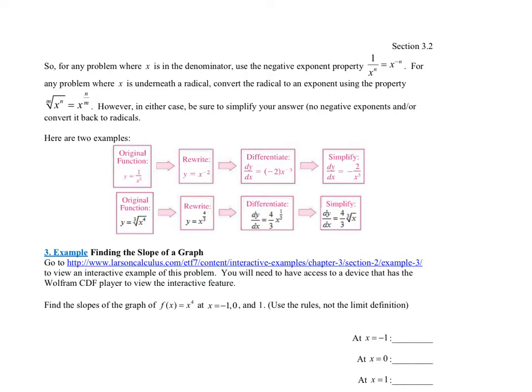Okay, it says, however, in either case, be sure to simplify your answer, no negative exponents, and/or convert it back to radicals. And I can't express that enough because I cannot give you credit, even though WebAssign might give you credit. I would take away credit on a test if you do not put your final form and final answer. So even if WebAssign accepts it, I cannot accept it. You do have to put your answers in final form.